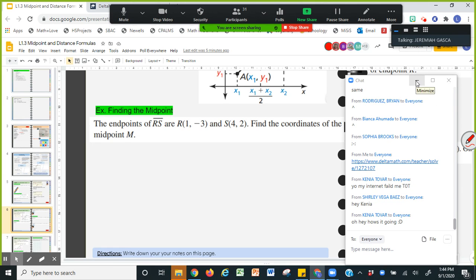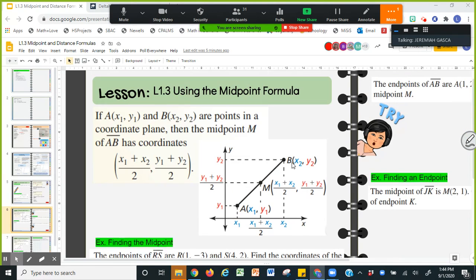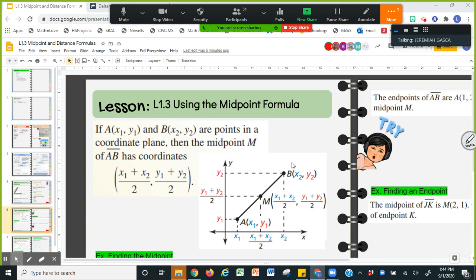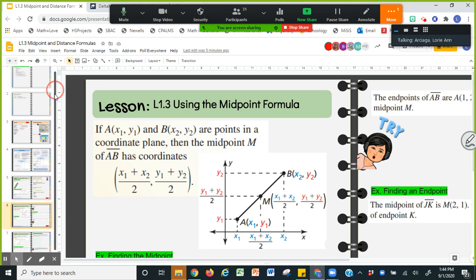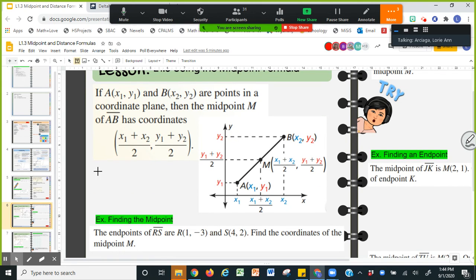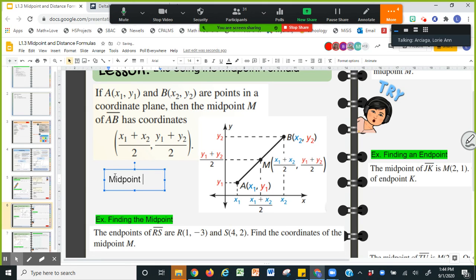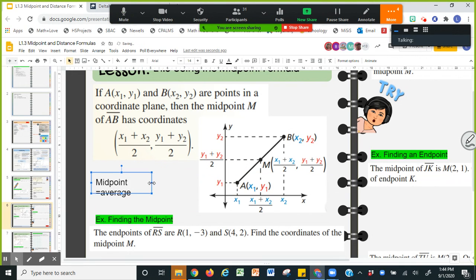Wait, isn't that the same thing as x1 minus x2? Is that the same thing or no? Yes, however, you said minus. You have to say plus. Because when you're finding the middle, it's the same way as getting the average. So you might want to write that in a text box. The midpoint is actually getting the average.